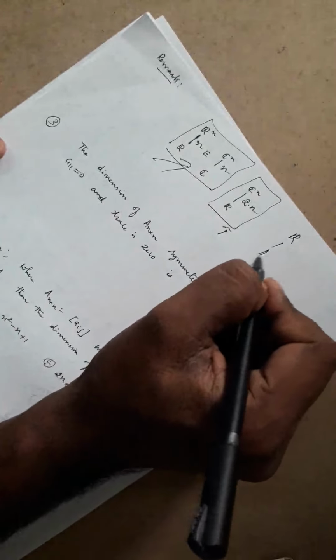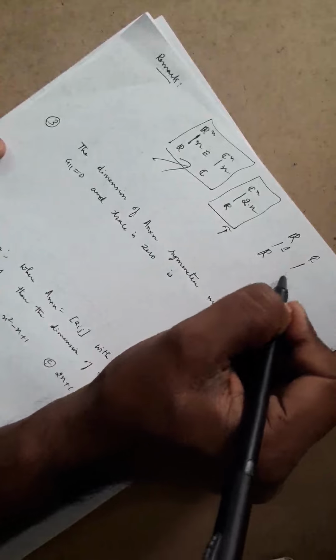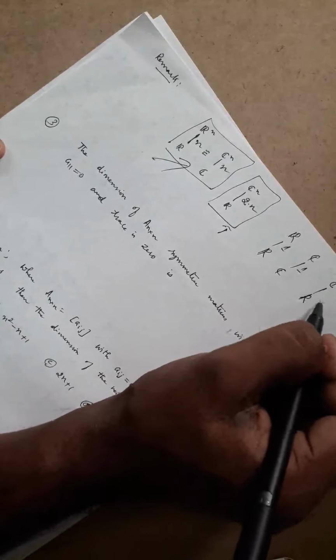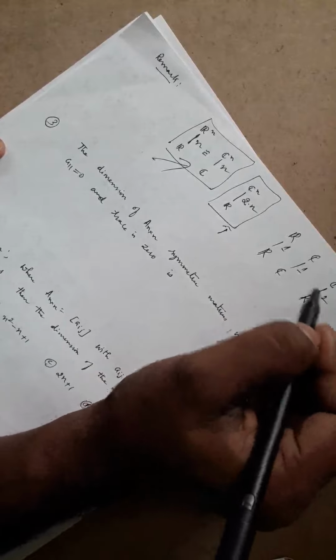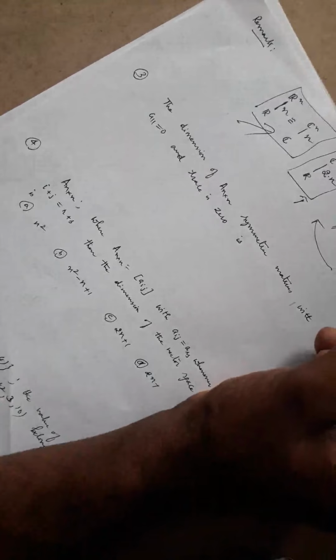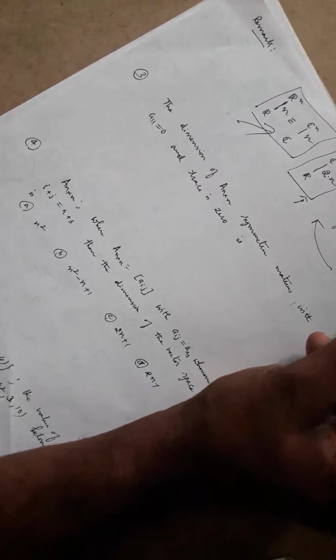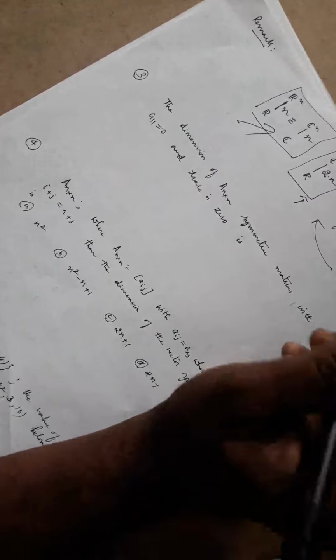Or else take n is equal to 1. What is the dimension of R over R? 1. What is the dimension of C over C? 1. What is the dimension of C over R? Dimension is 2. So that you can generalize this. So whenever they ask the vector space C over the field R, the dimension must be doubled. All the problems that I solved, I just used these things.